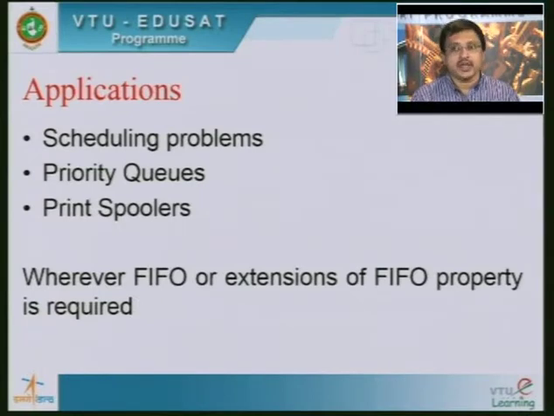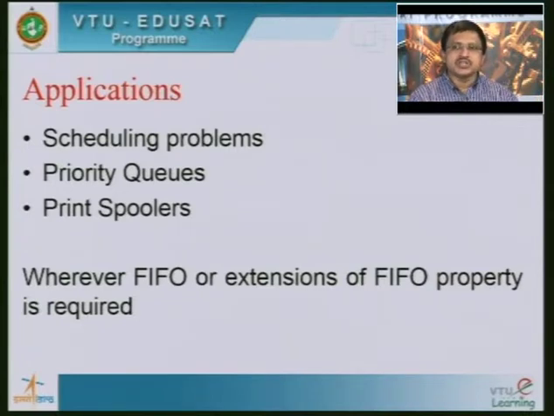Similarly, you have priority queues. If you want to have some priority between the elements, you should have multiple queues, and you process the elements in the queue with the highest priority first. All of you must have used the printers in your laboratories. So what do you do? You will be sitting at some remote machine and issuing a print command.